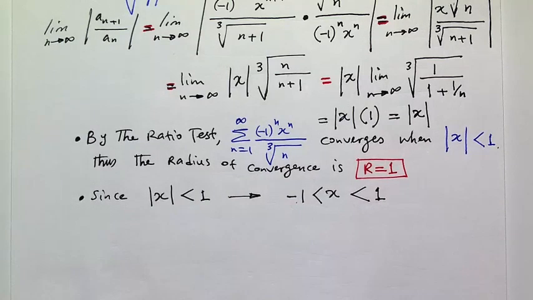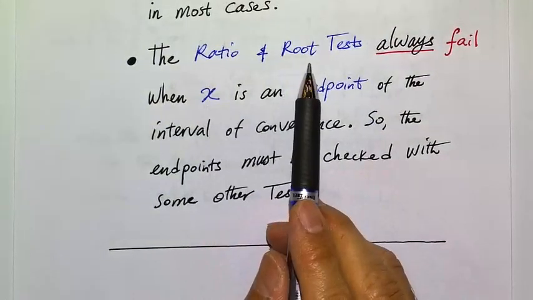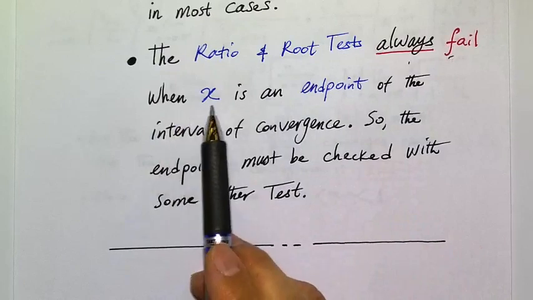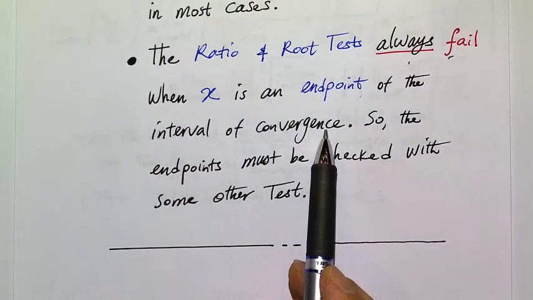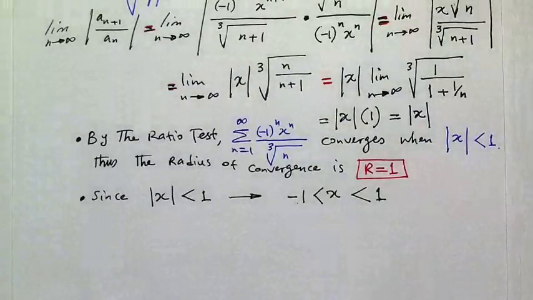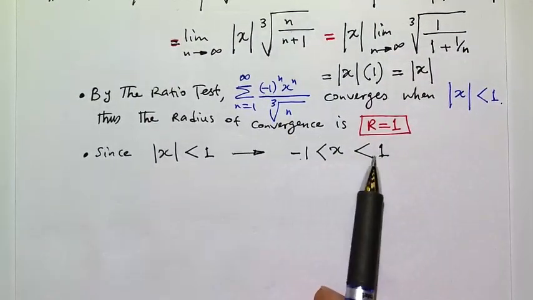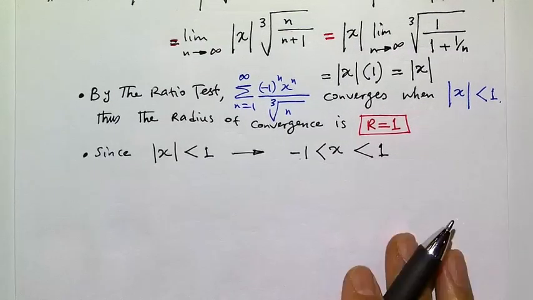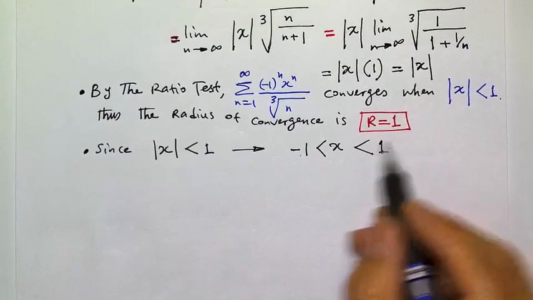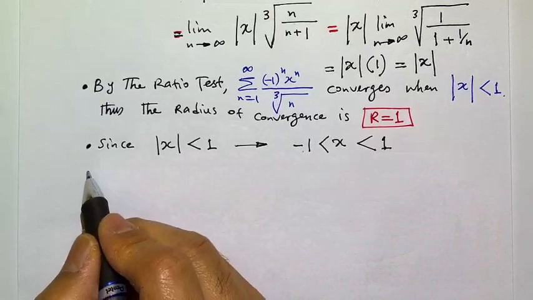And as we mentioned here, the ratio and the root tests always fail when x is an endpoint of the interval of convergence. So the endpoints must be checked with some other test. So we have to use some other test to check whether this series converges or diverges at x equals 1 and x equals -1. So let us check for x equals 1.